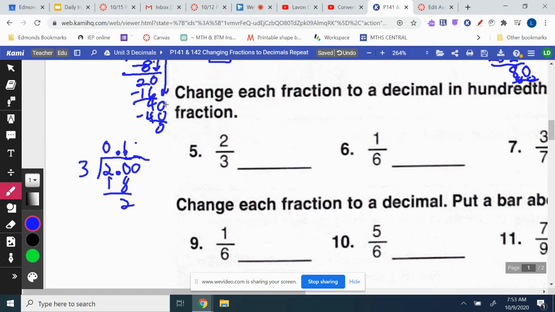Drop my 0. 3 goes into 20 6 times. Sorry about that. 6 times 3 is 18. Subtract. And they want us to stop there and then write this as a decimal with a fraction. So I'm left over with 2 over 3. So I get 0.66 and 2/3, sorry about that. The real way to write this would be 0.6 repeating.